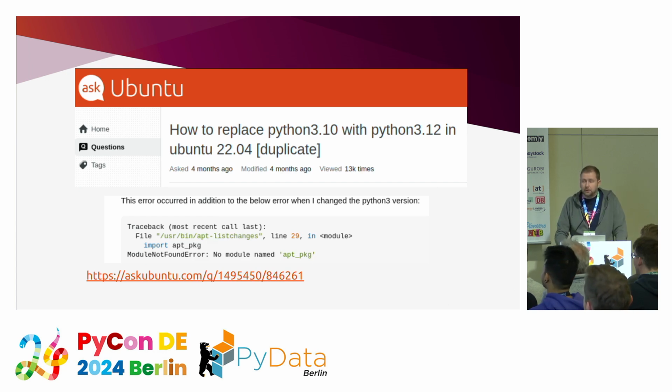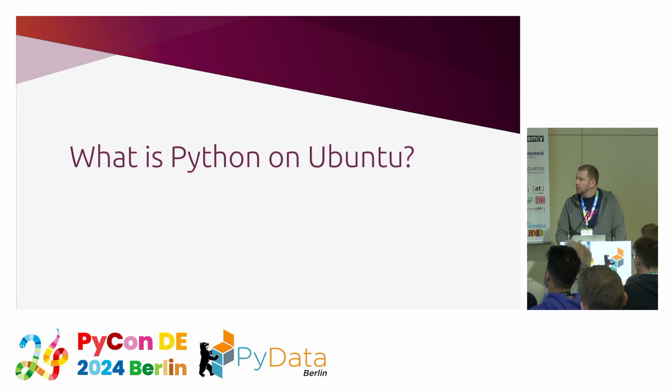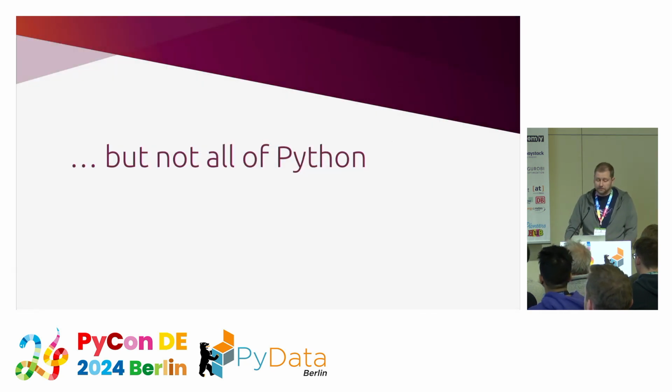Before we think about how we could prevent those issues, we need to investigate what actually is Python on Ubuntu. So, yes, it's Python, but not all of Python. There are a number of packages which are not installed by default. Most notably, this is the venv package. So when you try to run python -m venv, it fails. And this is certainly annoying. But why is this so?